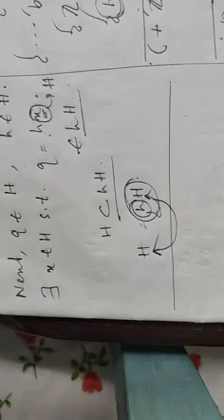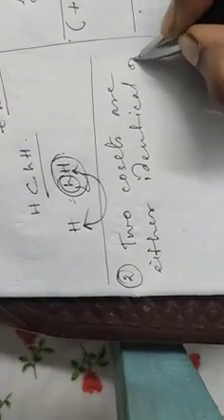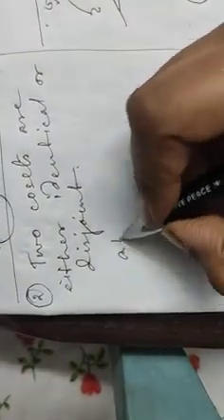The next property is: two cosets are either identical or disjoint. Okay, and how will we prove it? Suppose we take two cosets aH, bH. Let us assume their intersection is not equal to phi. Then what we have to prove? They are identical. That means aH equals bH. Let's try to prove it.